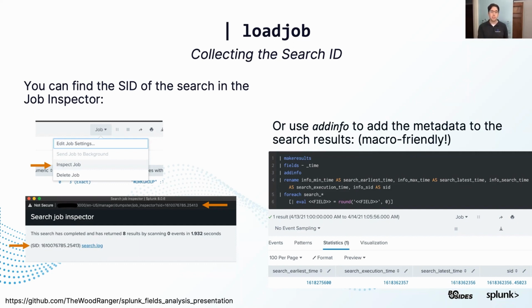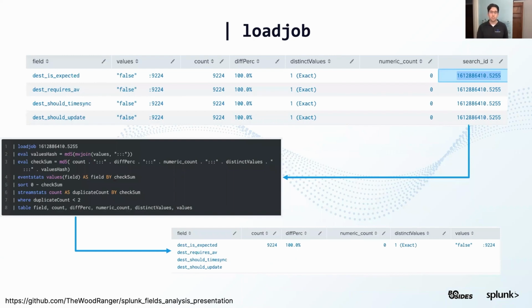So let's see an example of loadjob in action. Here we see the output of our query feeding into the row consolidation component. That was our last component where we used our checksum MD5 hash to consolidate our data together, which this is, again, demonstrating the benefits of that.